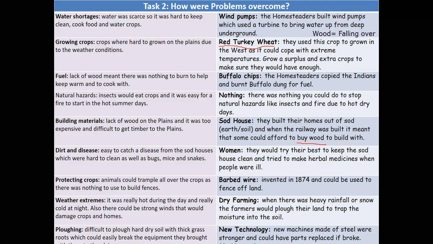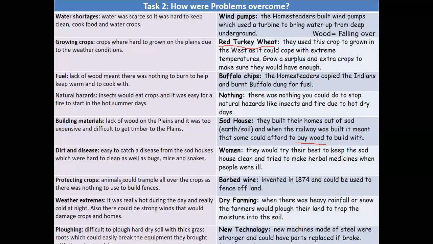You also had dirt and disease, easy to catch a disease from the sod houses. You had bugs, you had mice, you had snakes. Now this isn't being sexist in any way, it was just the way in which some societies worked: women were the solution here. They'd try their best to keep the sod house clean, and they'd also make herbal medicines when people were ill. So even though that's not significant on farming, it is significant on the health of the person, to make sure they could continue their job.